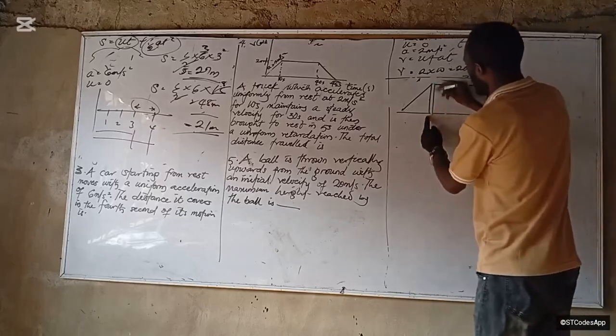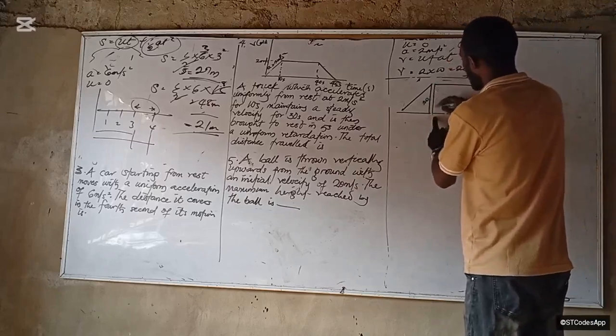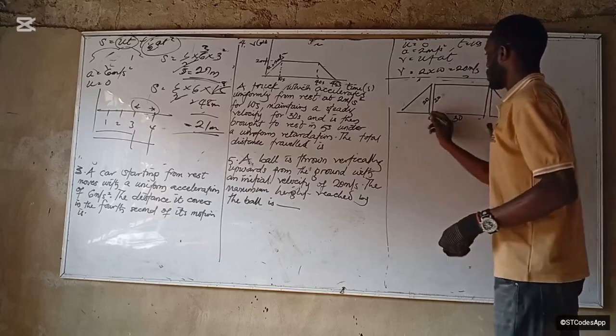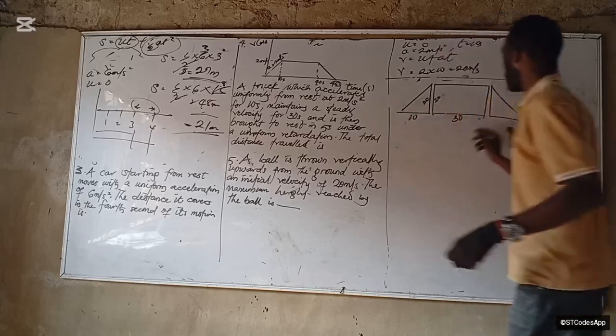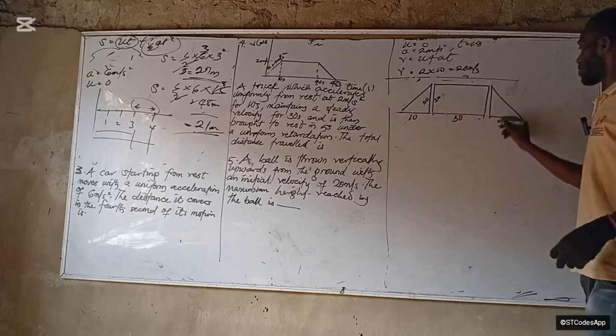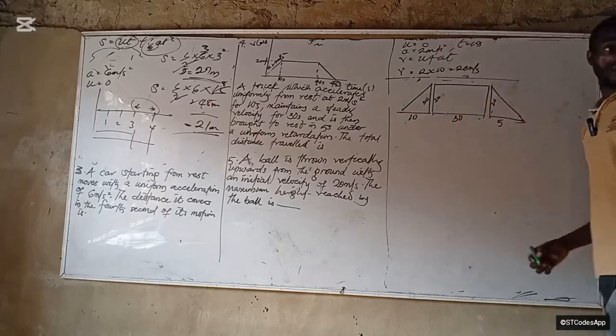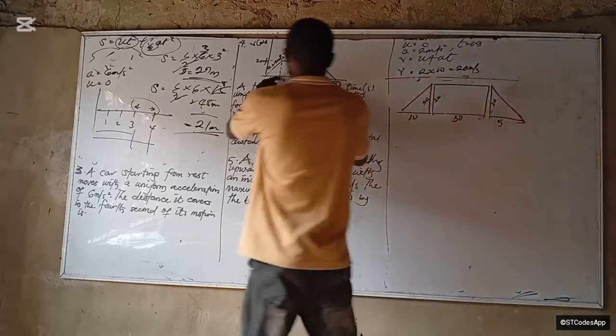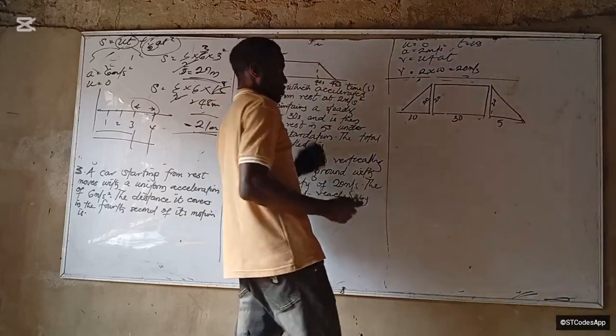So from here to here is what? 20. From here to here, 20. From here to here, 30. From here to here, 10. From here to here, 5. From here to here, 20. Is it clear? Here, 30 because 40 minus 10. Good.